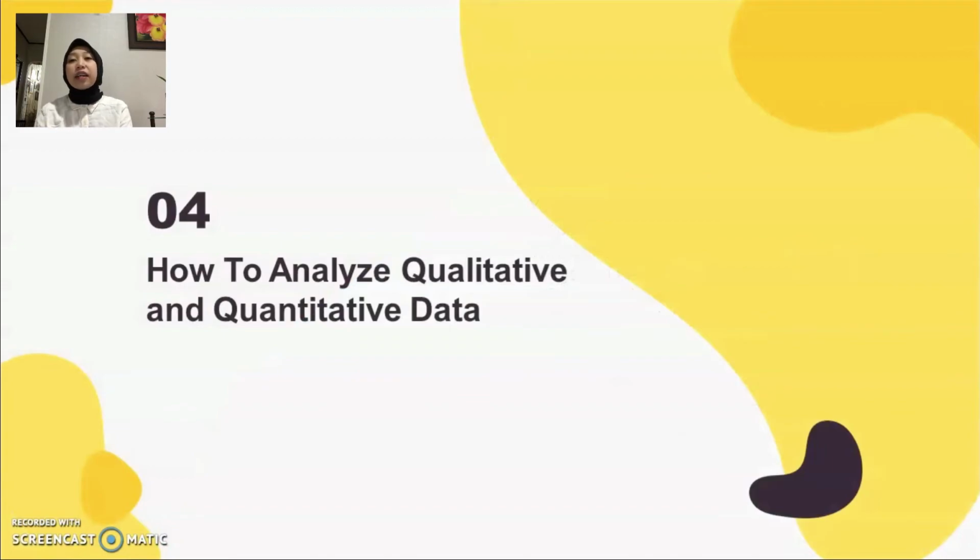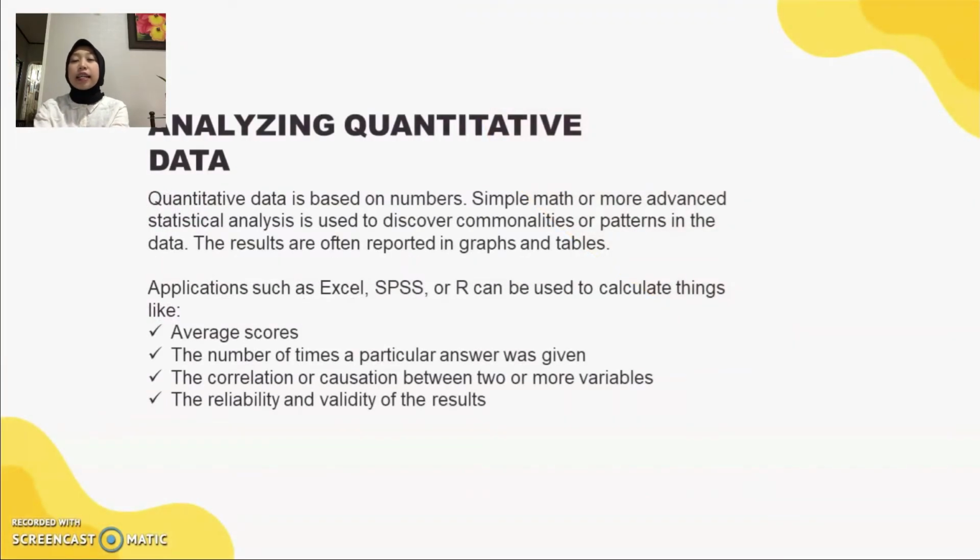Okay, the last content is about how to analyze qualitative and quantitative data. Analyzing quantitative data. Quantitative data is based on numbers. Simple math or more advanced statistical analysis is used to discover commonalities or patterns in the data. The results are often reported in graphs and tables.